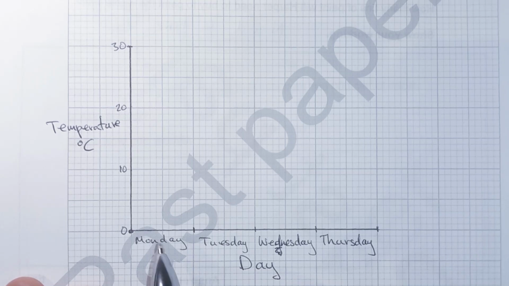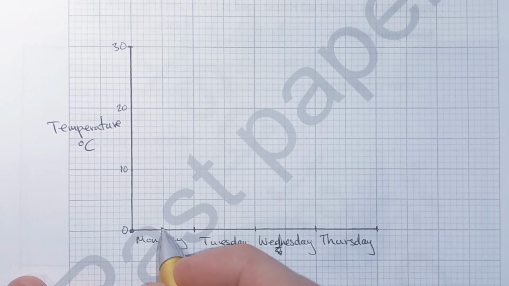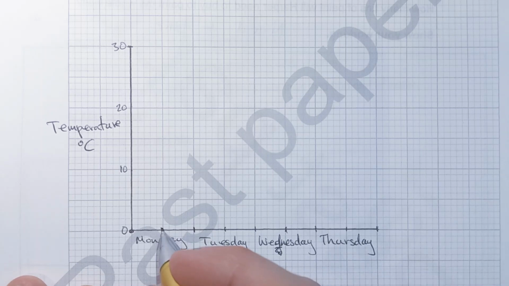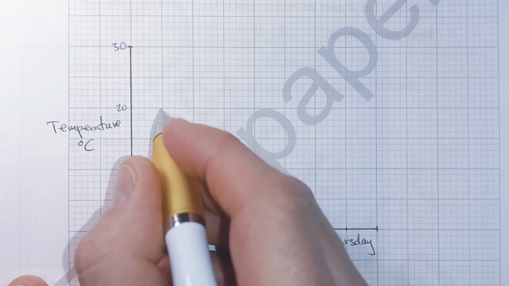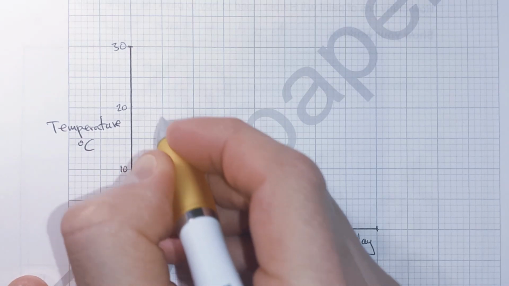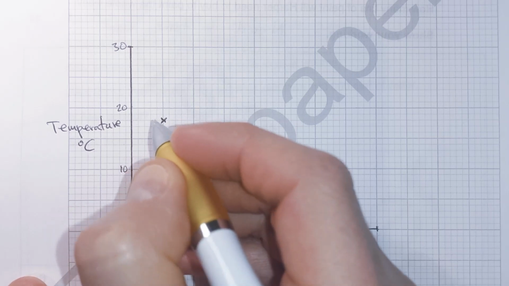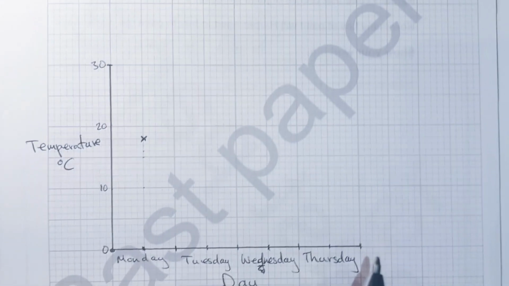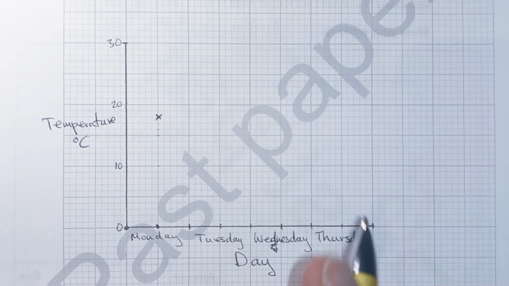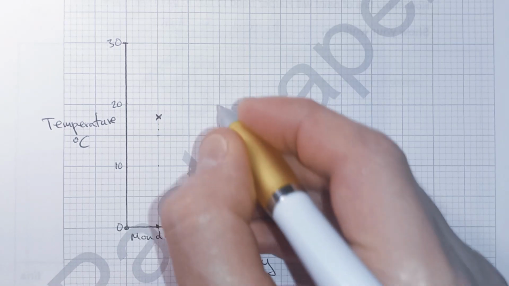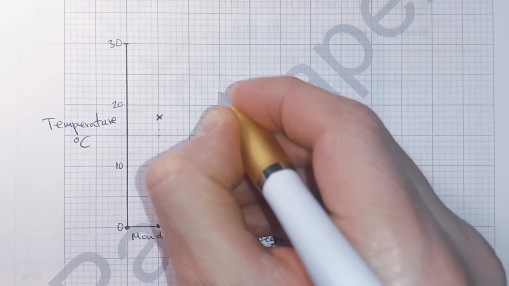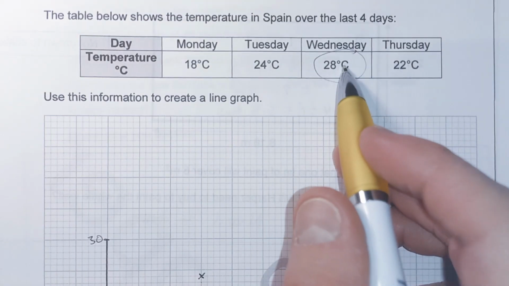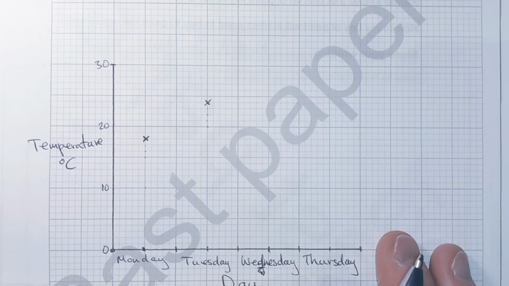So I'm going to go in the middle of each of the days as my point. So Monday, here's 10. Halfway would be 15, so 16, 17, 18, there we go. Tuesday is 24 degrees. Because note they said a line graph here. Tuesday 24, so 10, 20, 1, 2, 3, 24. Wednesday's the biggest, we've got 28 degrees.